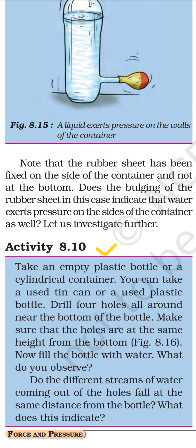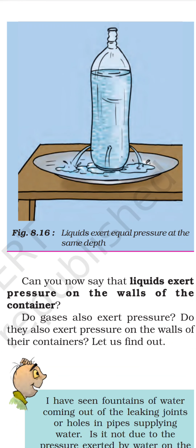Activity 8.10. Here, note that the rubber sheet has been fixed on the side of the container and not at the bottom. Does the bulging of the rubber sheet in this case indicate that water exerts pressure on the sides of the container as well? Let us investigate further. Activity 8.10. Here, figure 8.16.